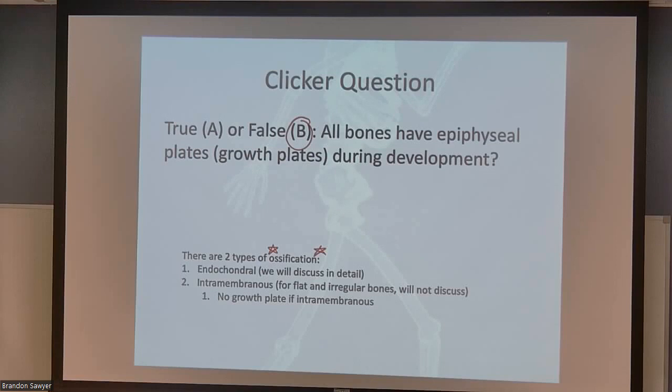But then there's another type of ossification called intramembranous, which just means inside of a membrane. And that's kind of how our flat bones, irregular bones, those types of bones develop. And there's no growth plate involved with that type of ossification. But we won't really go into detail on that intramembranous one, but we will go into detail on endochondral in a sec. So I'll give you a second to finish writing that down.